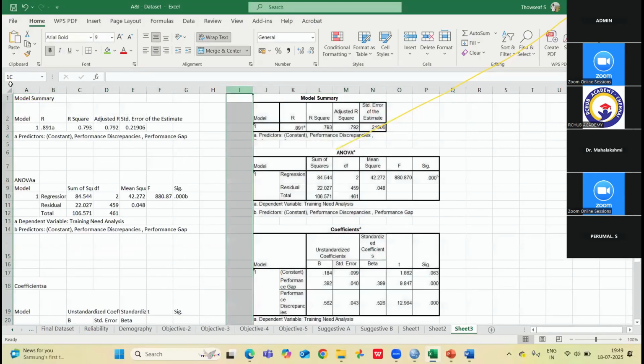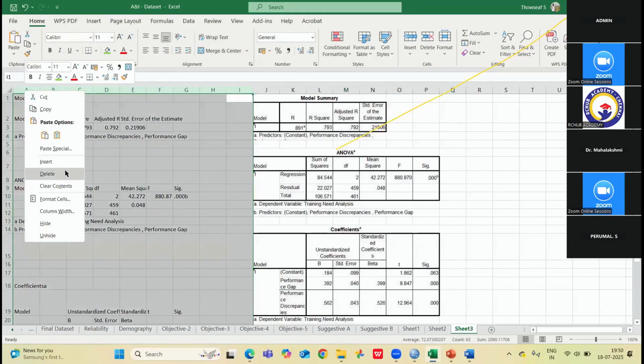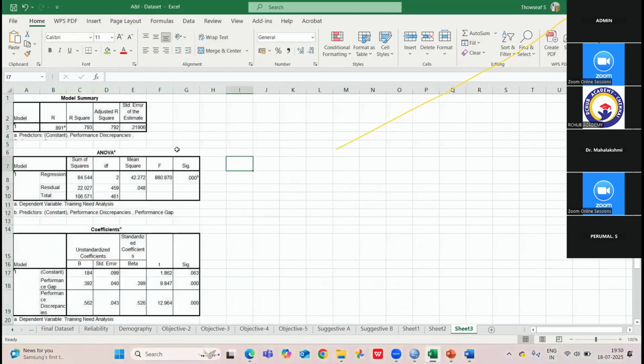Now I got it right. When it comes to regression, you have to look at many values. The first and foremost are these two values, followed by this particular value and these particular values. Regression is a beautiful analysis for prediction, ma. You can predict the future using regression analysis.